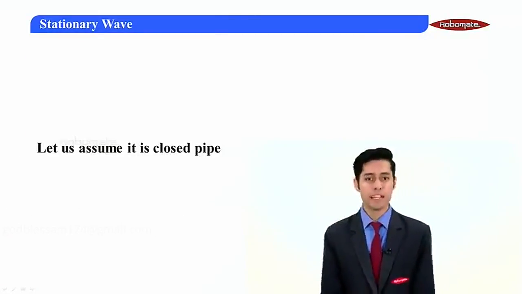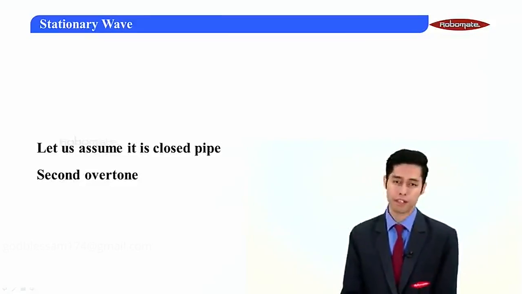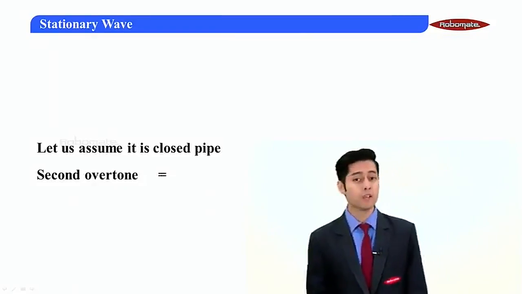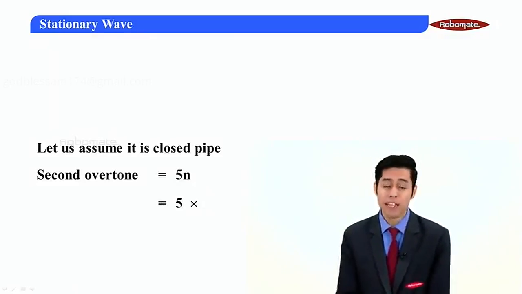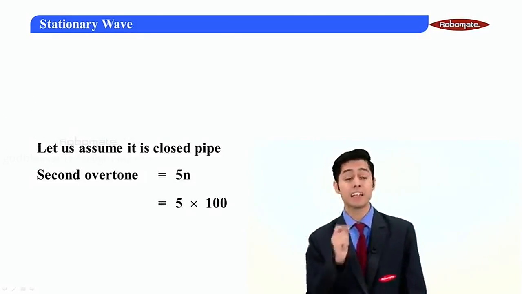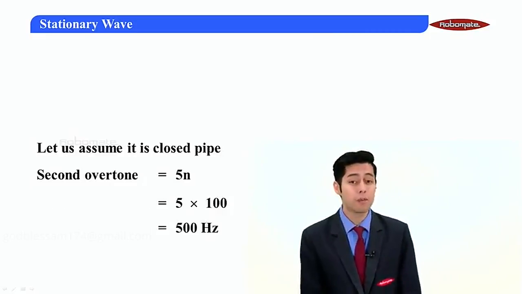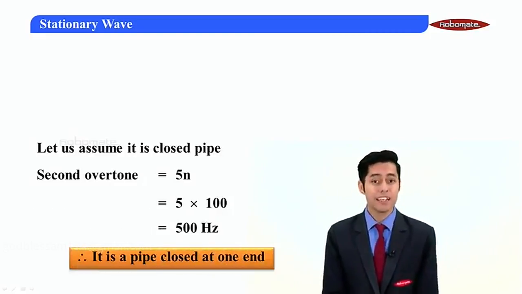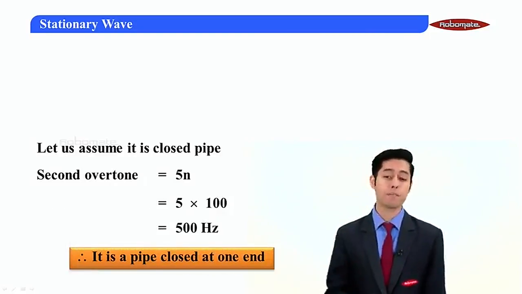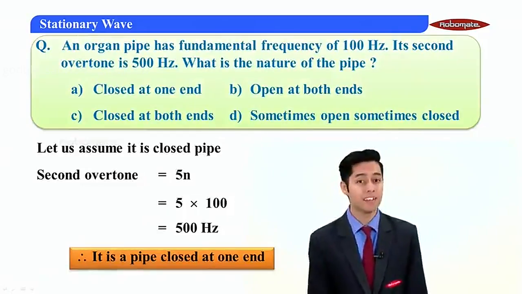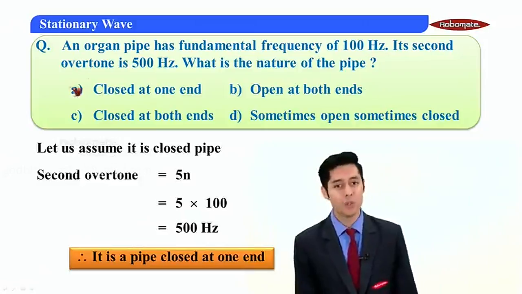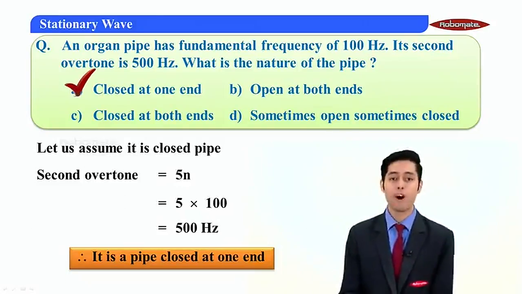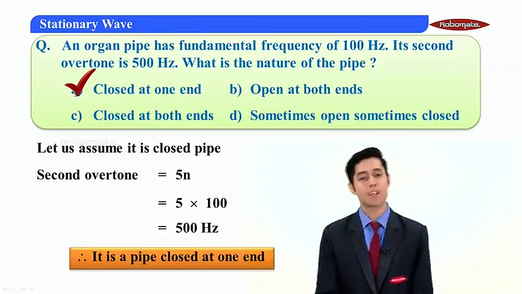Let us assume that this pipe is a closed pipe. For closed pipe, the second overtone is given as 5N. Now I know it is 5N, that means 5 times the fundamental frequency, that is 5 into 100, which will come out to be 500. And students, this is a closed pipe at one end because 500 Hertz is the second overtone's value which is given in the question. So the option comes out to be option A, that is pipe is closed at one end.